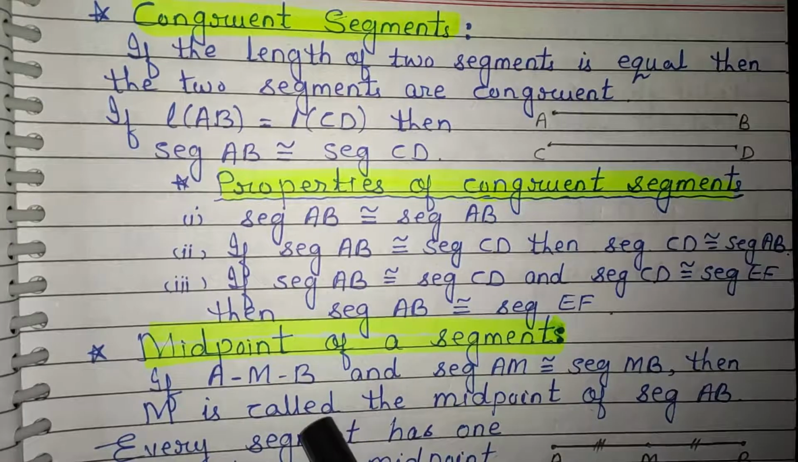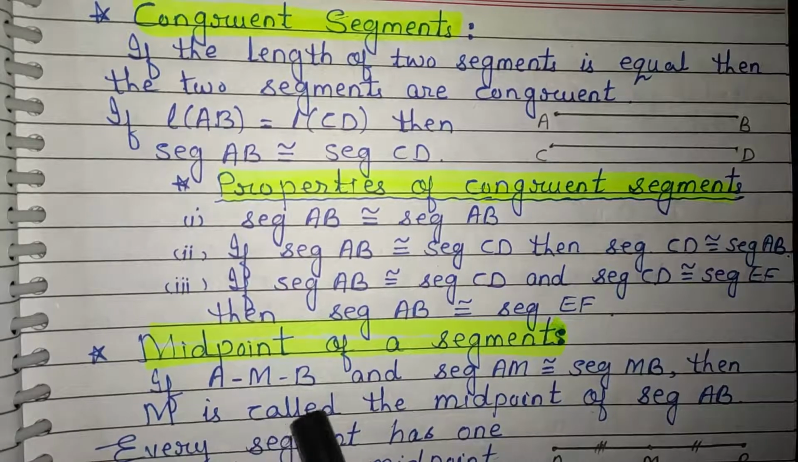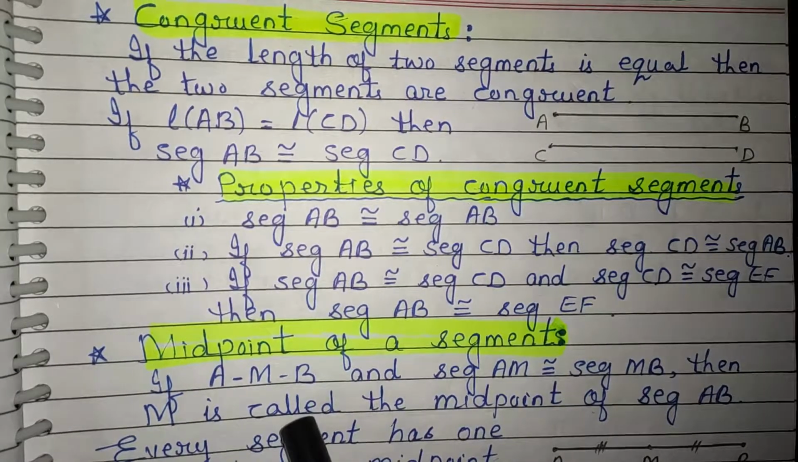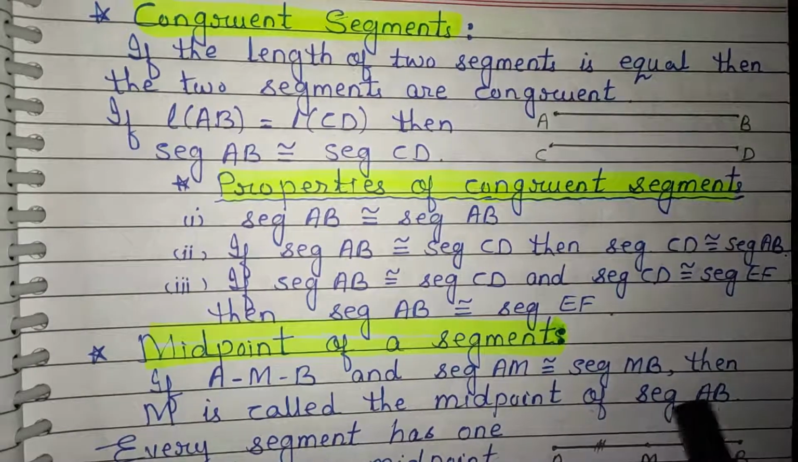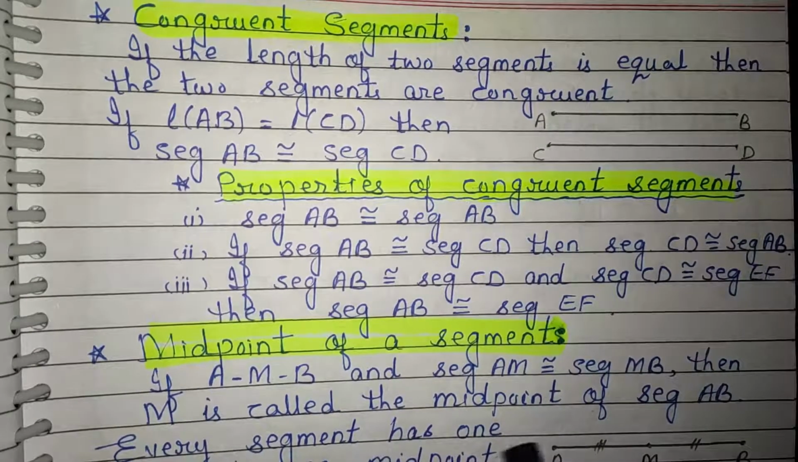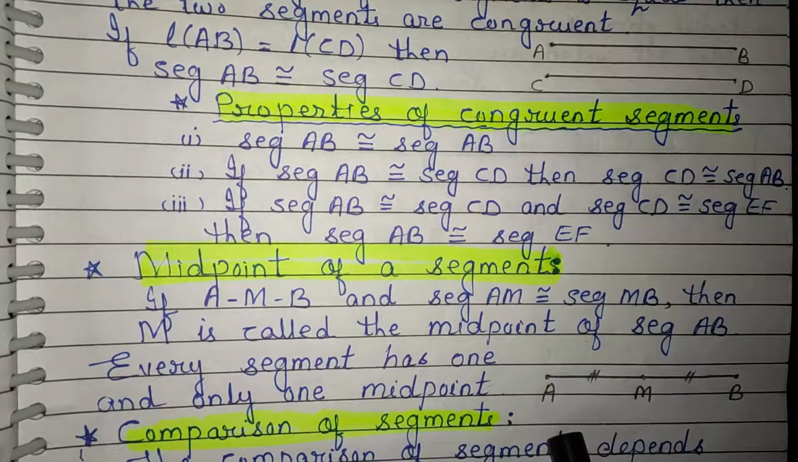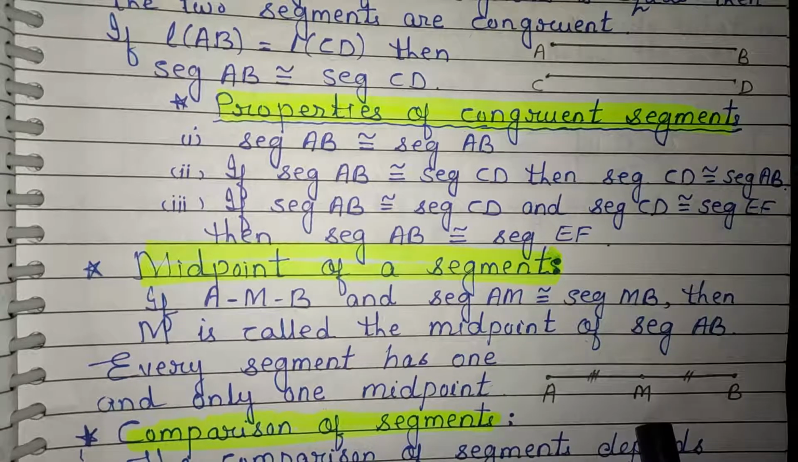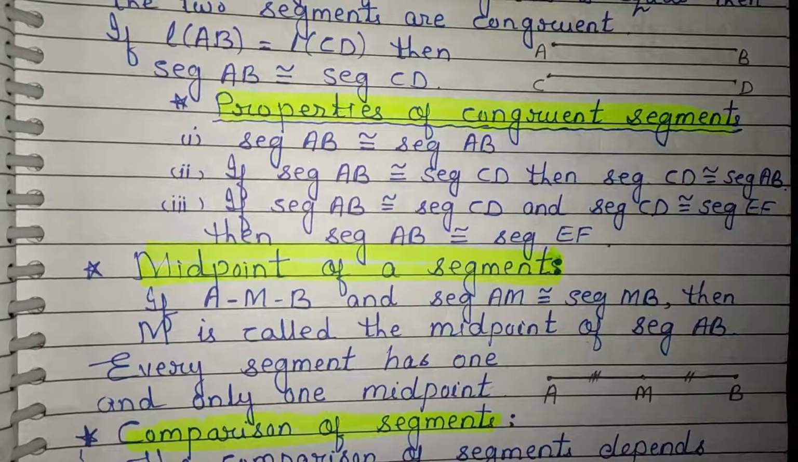Now next one. Midpoint of a segment. If A, M, B are collinear and segment AM is congruent to segment MB, then M is called the midpoint of segment AB. Look here. M is called the midpoint of segment AB. Every segment has one and only one midpoint. Now here AM is congruent to MB.